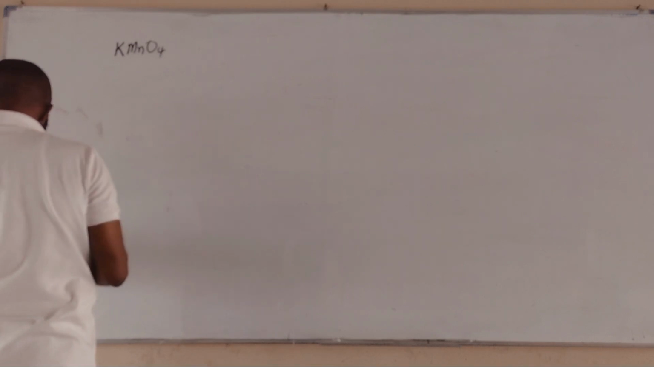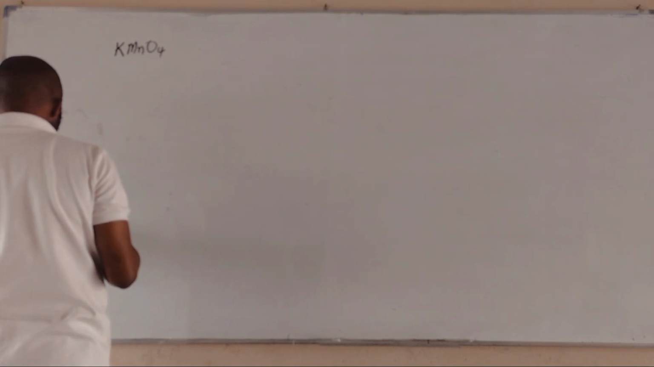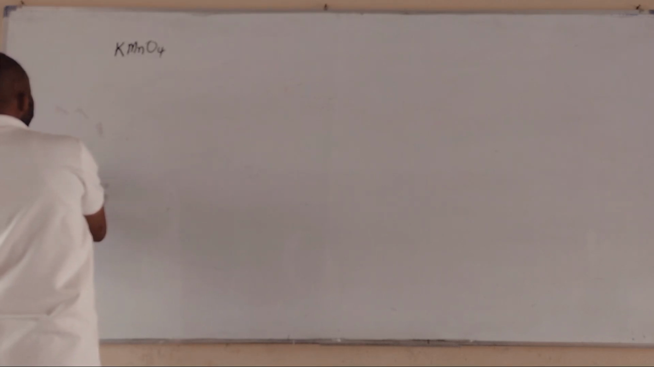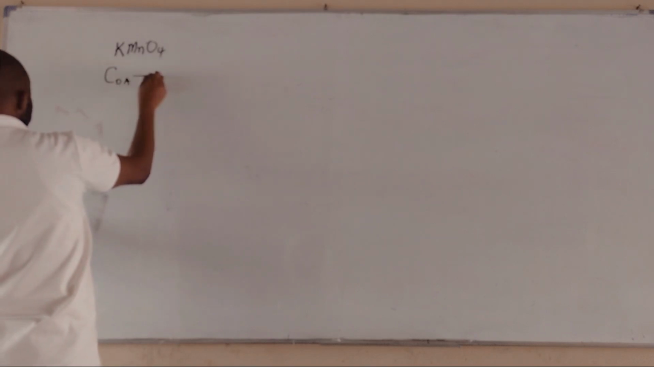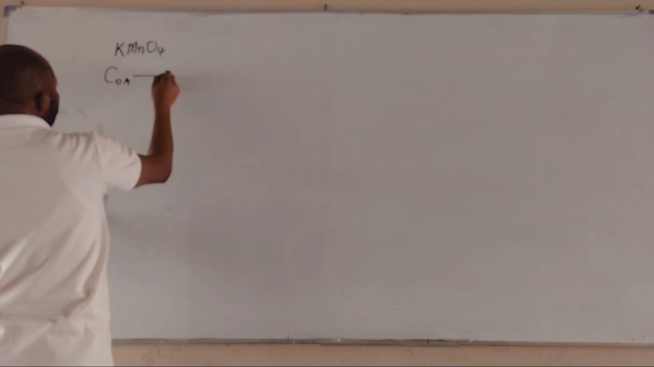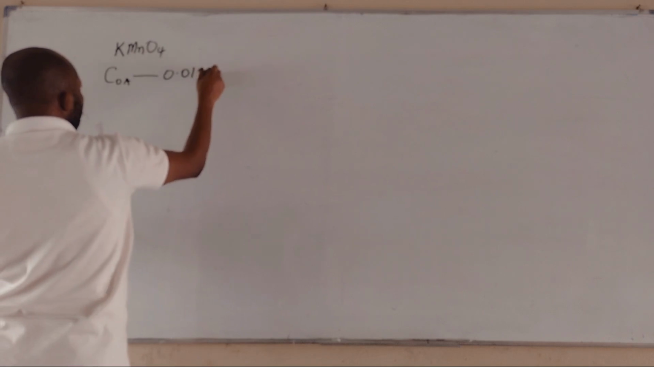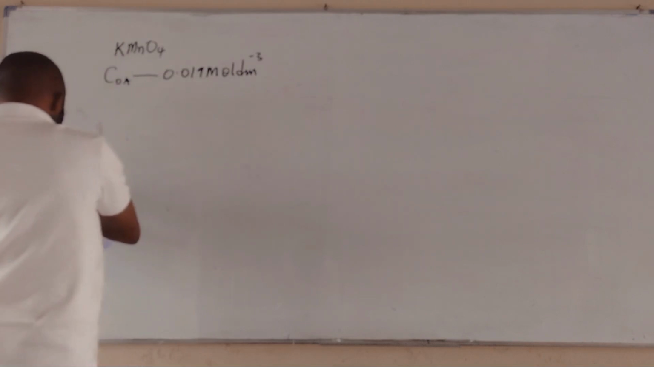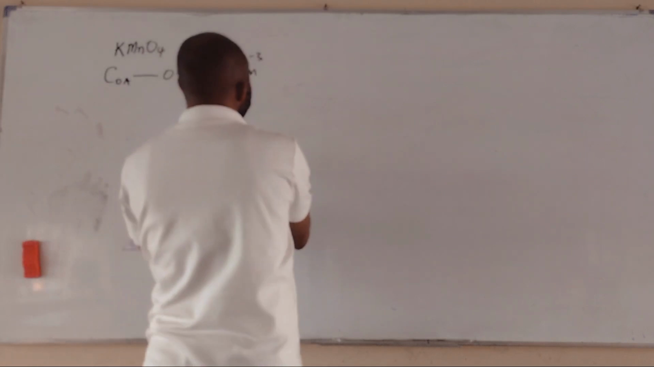So let's say 0.019 mole per dm cube of this. So the concentration of the oxidizing agent is 0.019 mole per dm cube, which reacts with 6 grams of ethanedioic acid.